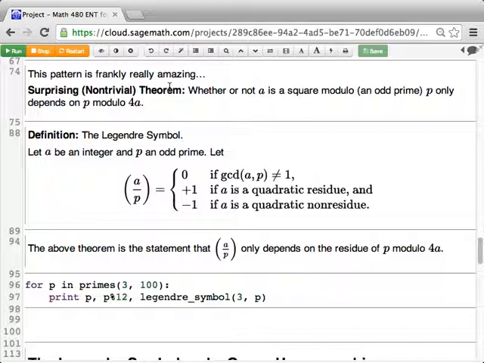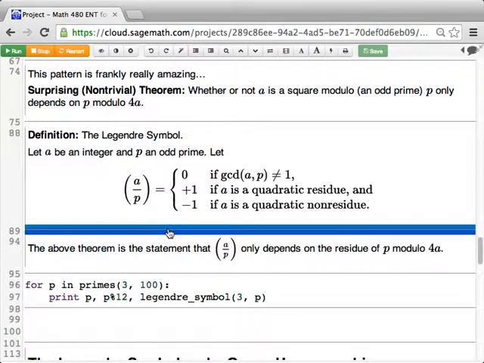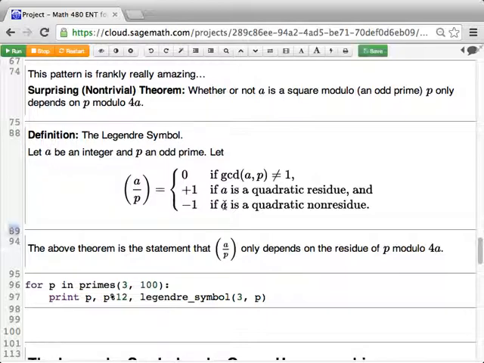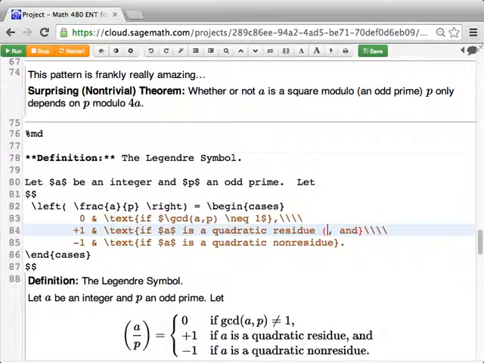The words quadratic residue and quadratic non-residue, I did not define them on the slide, but quadratic residue means is a square, and quadratic non-residue means not a square. I'll change it, so a square equals not a square.